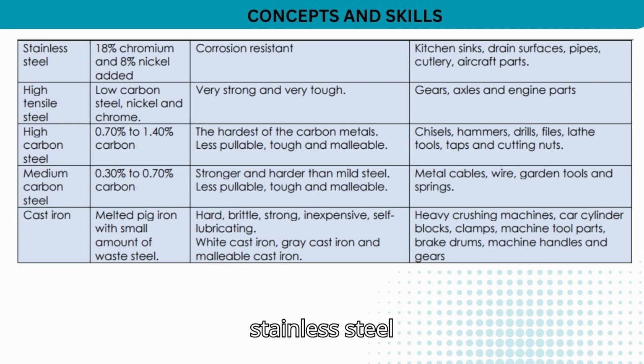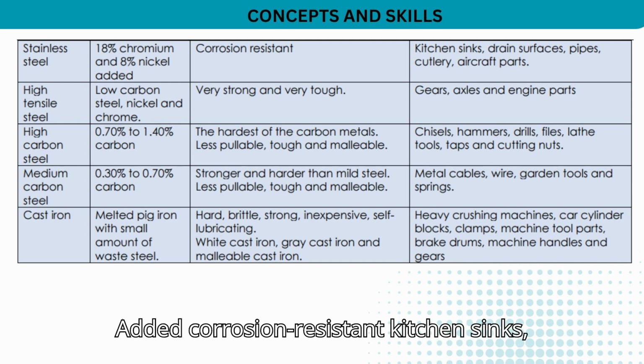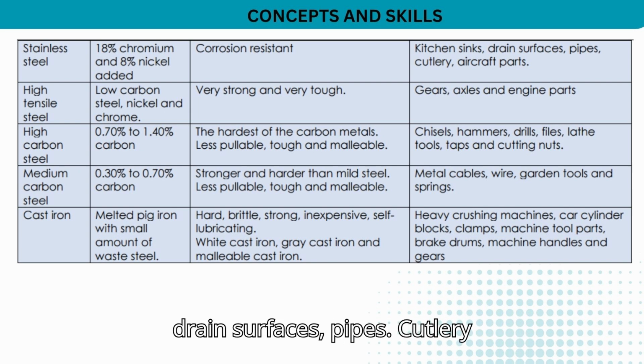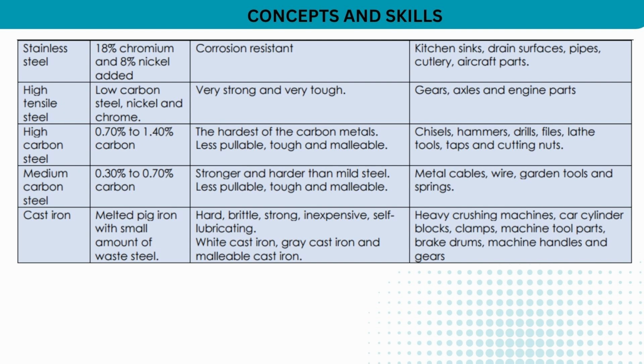Stainless steel. 18% chromium and 8% nickel added. Corrosion-resistant. Used for kitchen sinks, drain surfaces, pipes, cutlery, aircraft parts.